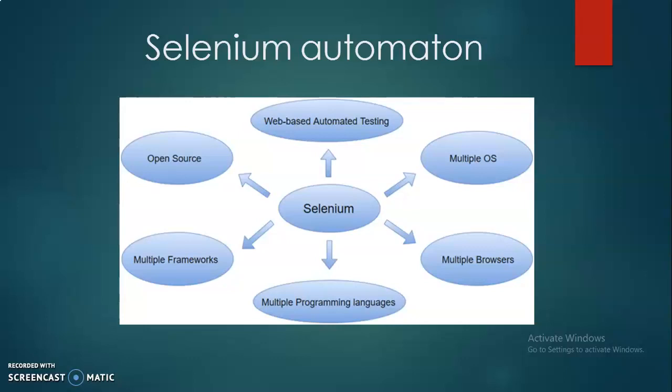DevOps makes the testing and development process more collaborative. Here we collaborate the Selenium test automation with Jenkins. Before that, let me give a brief introduction about what is automation testing and what's the importance of Jenkins.